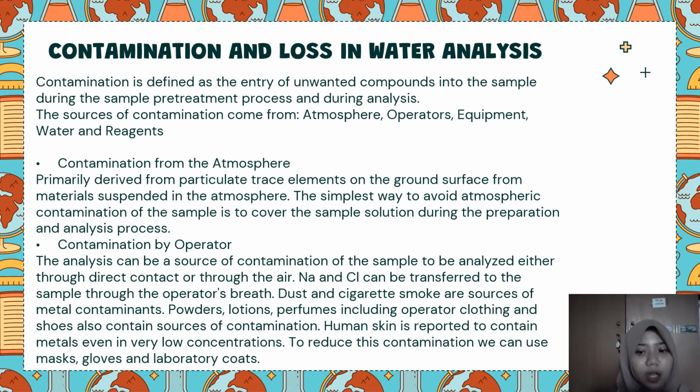Sodium and chloride can transfer to the sample through the operator's breath. Dust and cigarette smoke are sources of metal contamination. And then powders, lotions, perfumes, including operator clothing and shoes, also contain sources of contamination. Human skin is reported to contain metals even in very low concentrations. To reduce this contamination, we can use masks, gloves, and laboratory coats.